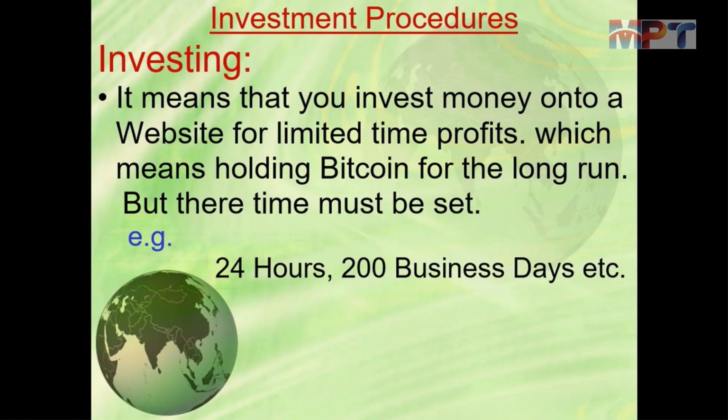Investment procedures. Investing means that you invest money on a website for limited-time profits, which means holding bitcoin for the long run, but the time must be set. Every website has its own terms and conditions and its own time limits. Some websites give profits in 24 hours, just once, some websites give profits in 200 business days, and some websites give profits in 1 month, 2 months, 3 months, or 6 months.